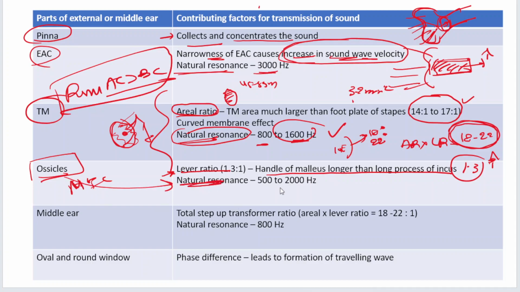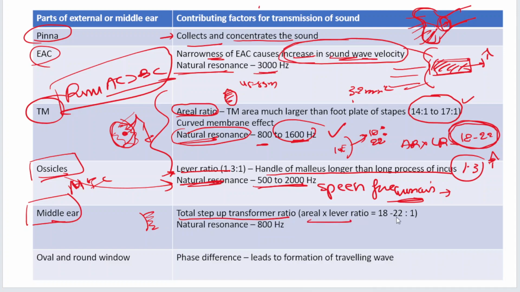And the ossicles also have a natural resonance equal to the speech frequencies. These are very important, because if the speech frequencies are gone, then the ability to communicate itself is gone. Then the middle ear is nothing but the tympanic membrane with its ossicles. That is the total transformer step-up action, the areal ratio into lever ratio, which is 18 to 22:1. And the middle ear has a natural resonance of 800 hertz. So the external auditory canal is 3000 hertz, the tympanic membrane is 1600 hertz, and the middle ear is 800 hertz. This is the natural resonance.